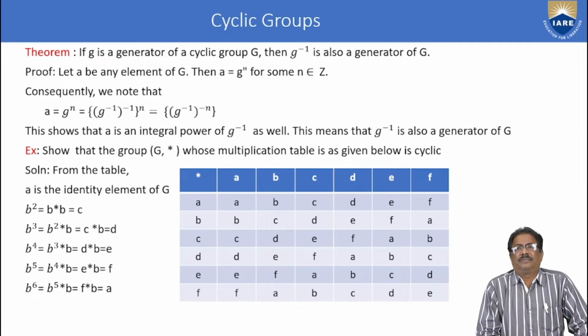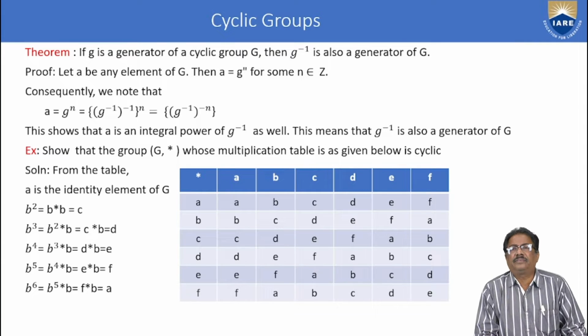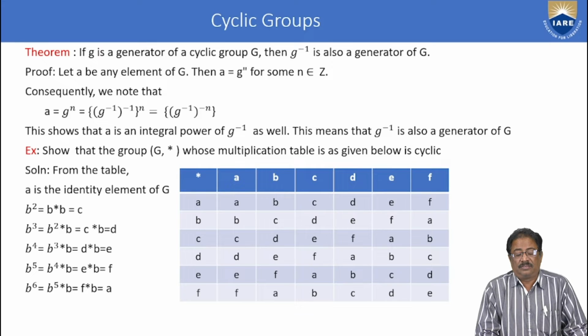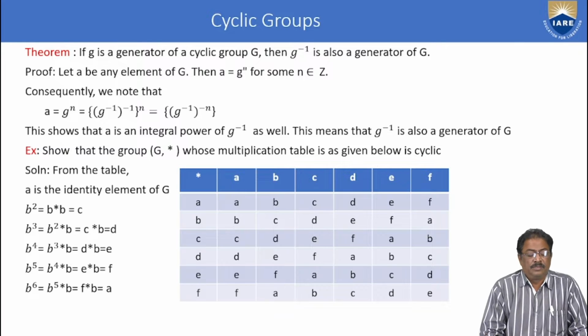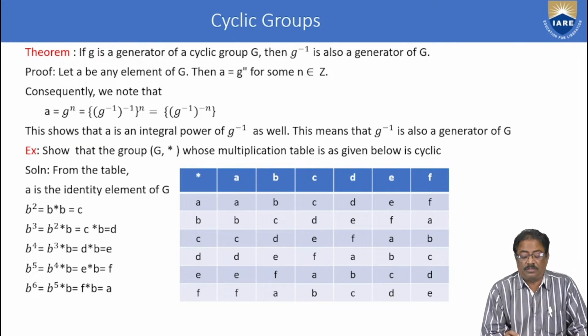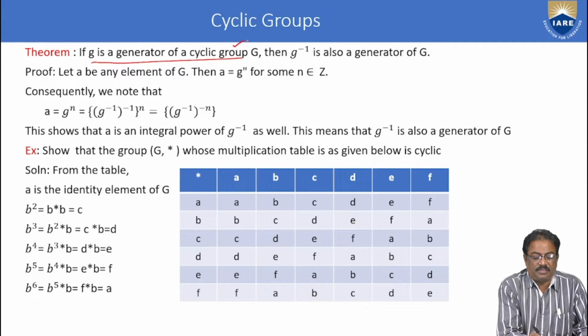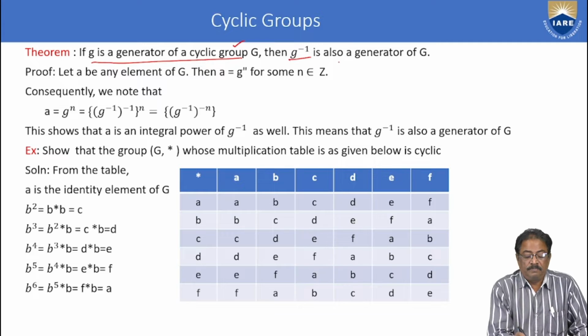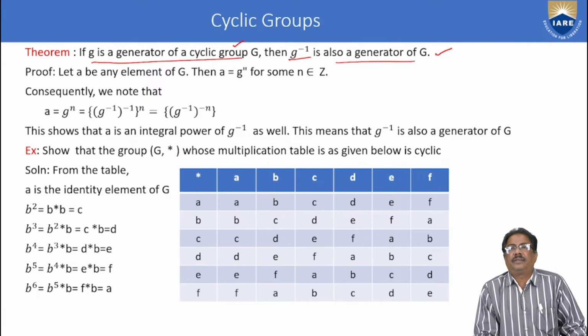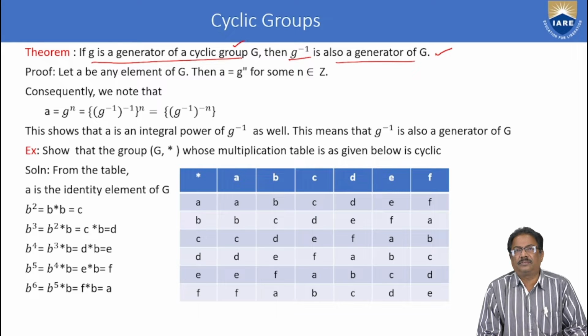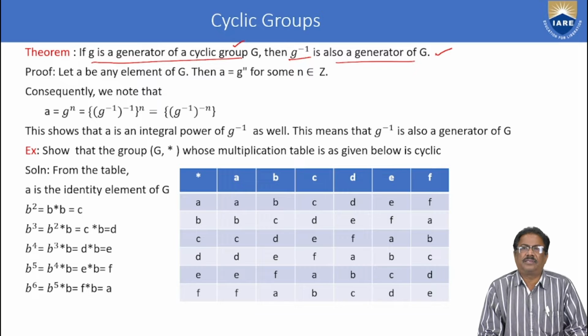Now let us see whether a cyclic group has a unique generator or more than one generator. Here let us go for one theorem. We are saying that if g is a generator of a cyclic group G, then g inverse is also a generator of the cyclic group. Whenever g is a generator of the cyclic group, then g inverse is also a generator.